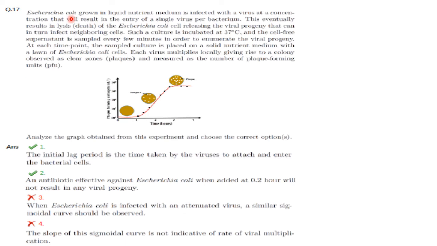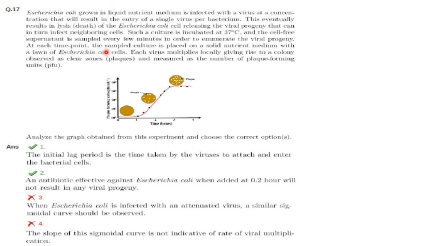Then next one. Escherichia coli grown in liquid nutrient medium is infected with a virus at a concentration that will result in the entry of a single virus per bacterium. This eventually results in lysis or death of the Escherichia coli cell, releasing the viral progeny that can in turn infect neighboring cells. Such a culture is incubated at 37 degrees Celsius and the cell-free supernatant is sampled every few minutes in order to enumerate the viral progeny.